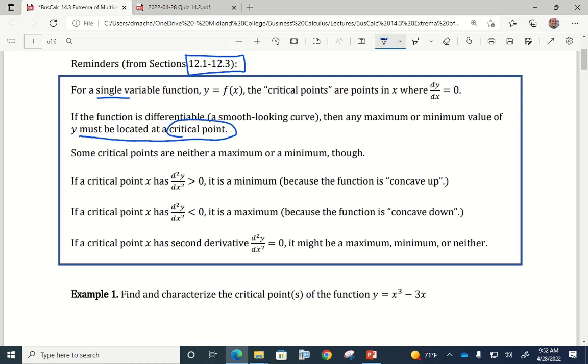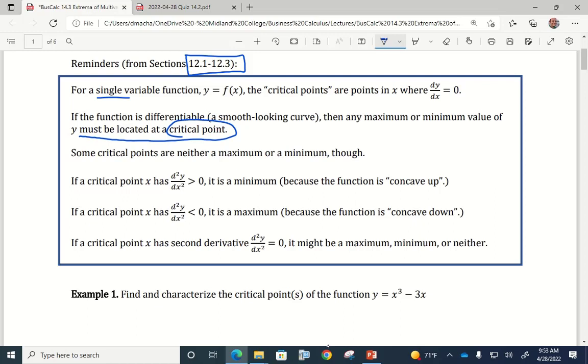So if you find a list of your critical points, that's a list of the potential places where you might find a maximum or minimum. Some critical points happen to be a type that's neither a maximum nor a minimum, though, right? There are some critical points where you have a 0 derivative, but it's not a maximum or a minimum. Maybe your function is increasing, and then it levels off at a point where your derivative is 0, but then it starts increasing again, in which case, no maximum or minimum.